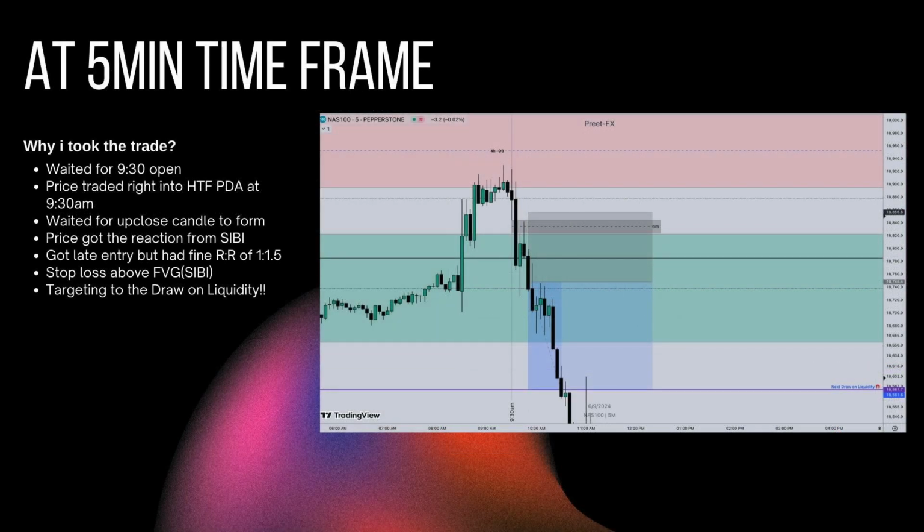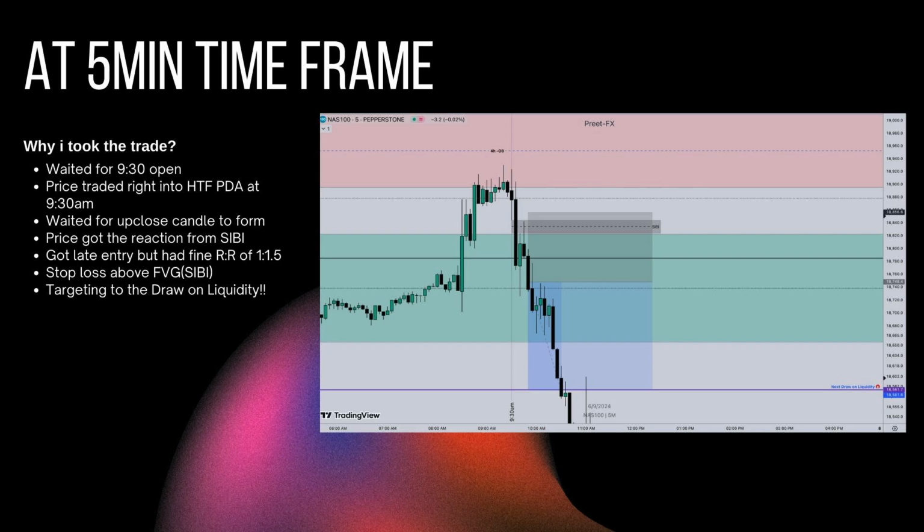So keeping all those things in my mind, I looked down to smaller time frame, which is 5 minutes. Coming up to 5-minute time frame, I waited for the news to pass and I was analyzing the price action formed at 9:30 a.m. I saw price traded right back into 4-hour order block at opening bell. Then I was waiting for market to settle. As soon as I saw up close candle, that gave me conviction that I'm on the right side of the market. I saw price getting reaction from CB and started coming down.